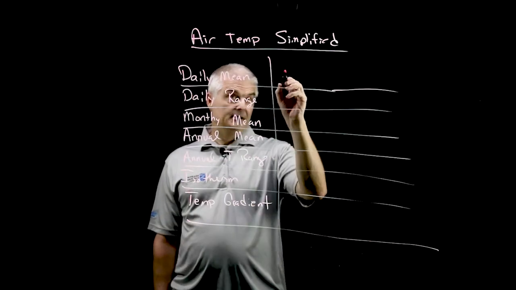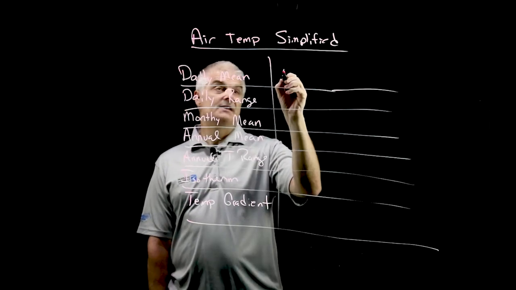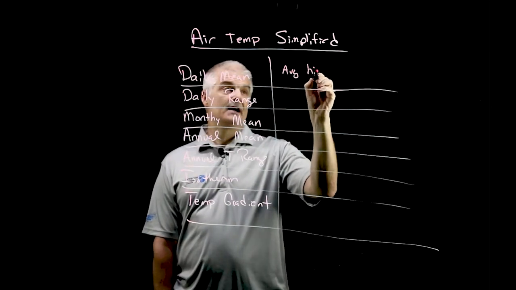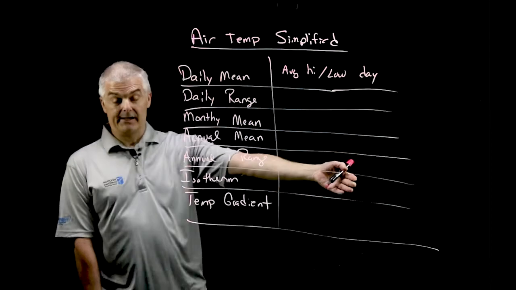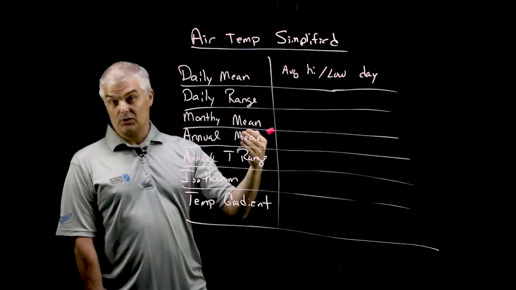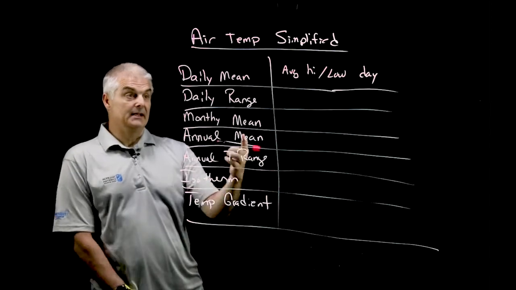So what's the daily mean? Now, mean is a statistical term, right? It means average. So this is the average of the high and the low for a day. So let's say today's high is 90 degrees and its low was 60 degrees. 90 plus 60 divided by 2. Simple. That's the daily mean.